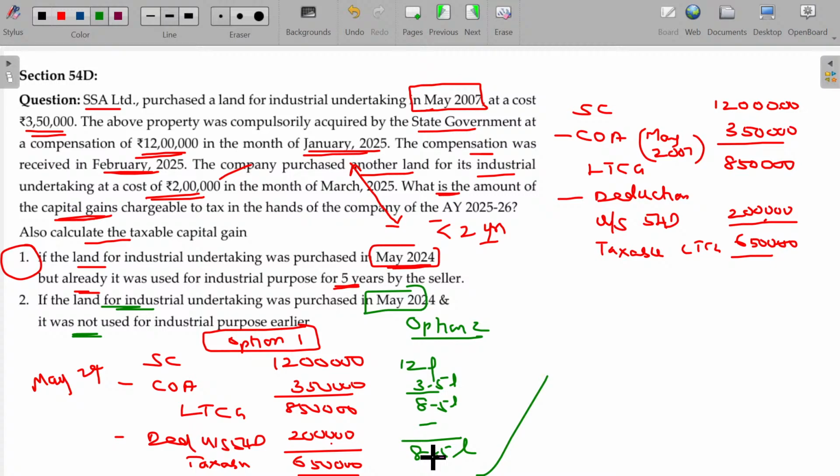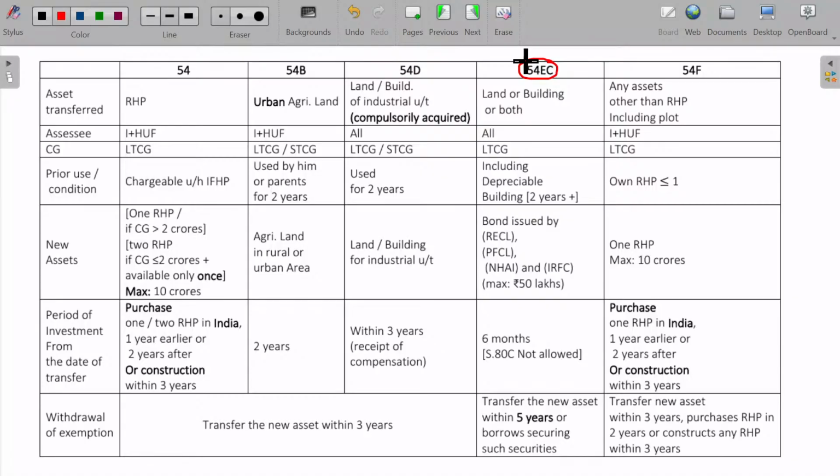Shall I move on to the next one? In case of 54EC, sale of land and building or both. By whom? All. What sort of income? Long-term capital gain. Okay, land or building. If you are selling the land and building, maybe residential house property, or it may be vacant land, whatever it may be, or any other thing. Purchasing again one more house property will fall into section 54, but here it is not required to purchase the house property under section 54EC.